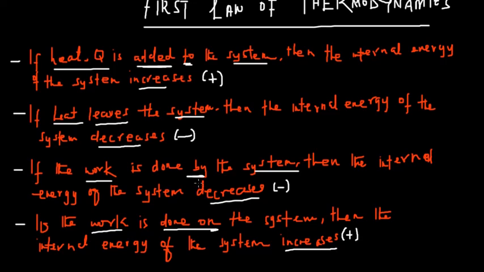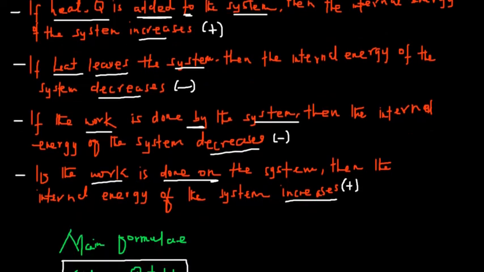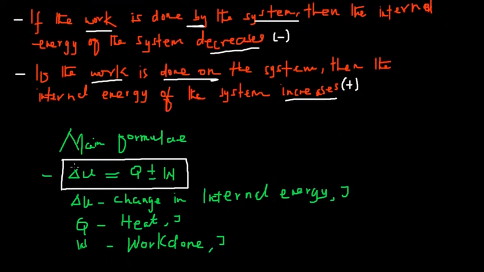They are very important. When heat is added to a system, internal energy is positive. When heat leaves the system, internal energy is negative. When work is done by the system, internal energy is negative or decreases. And when work is done on the system, the internal energy is increased.